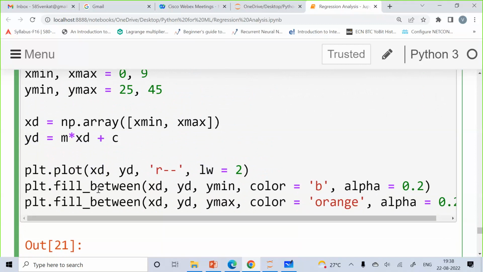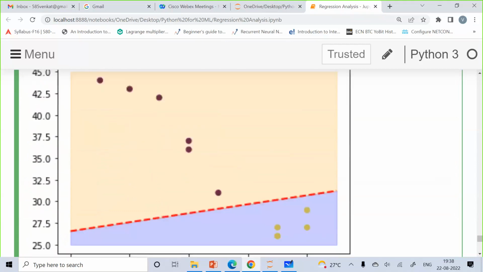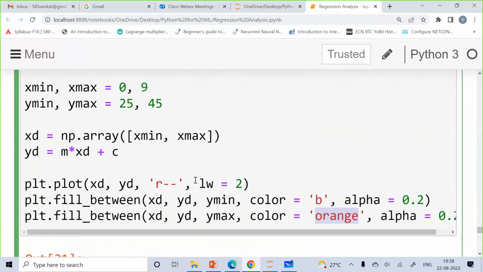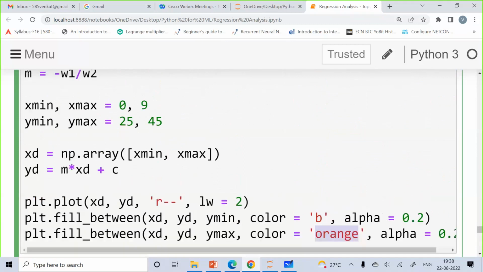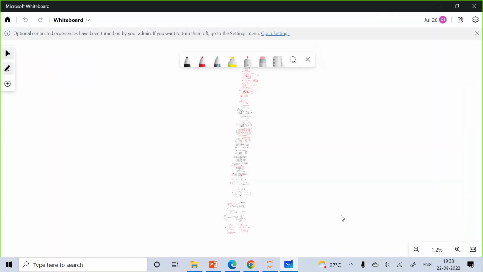All right, and you're filling the space. The one below the line you're plotting with the blue color. Above the line you're filling with the orange color. The transparency is 0.2, right? So you can see that this is the line you're getting. Now how to get these coefficient values, we'll see. Better to open a new board.